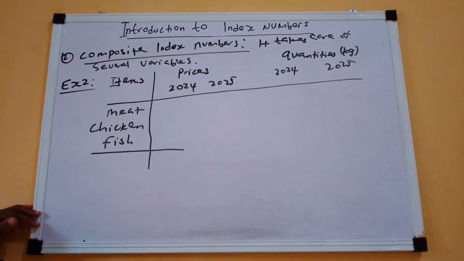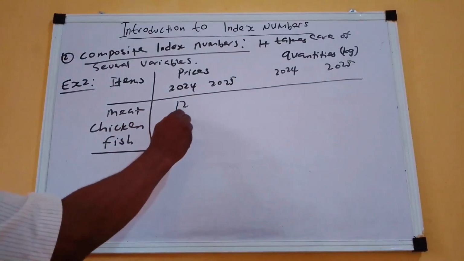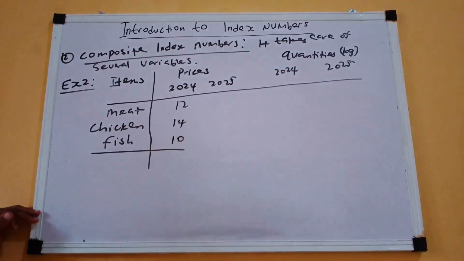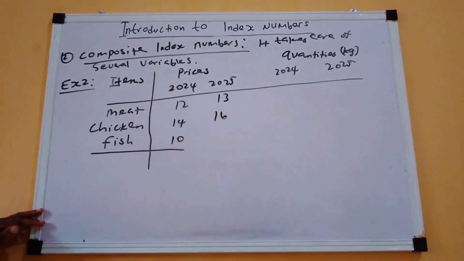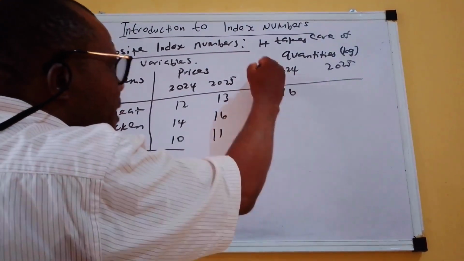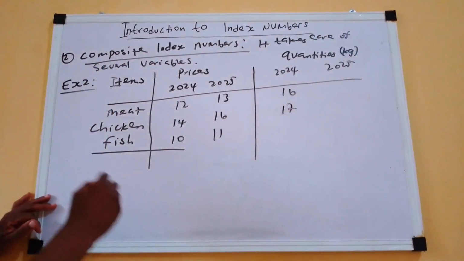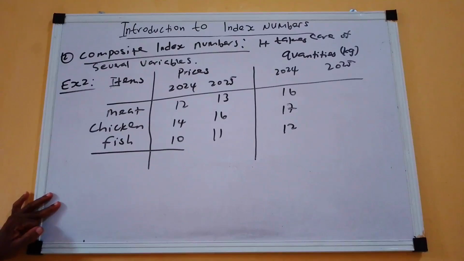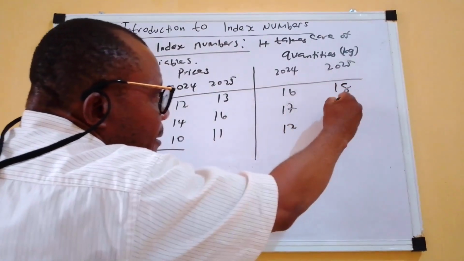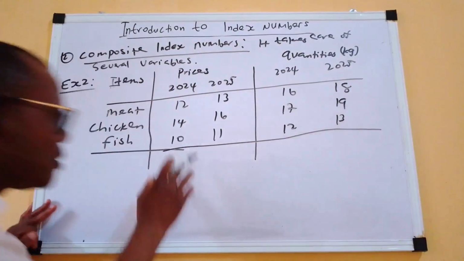Now, for 2024, we have the prices for meat 12, for chicken 14, and for fish 10. Then for 2025, we have 13 for meat, 16 for chicken, and 11 for fish. Then for the quantities, we can use a line to separate this. We have 16 for meat, 17 for chicken, and 12 for fish. Then for 2025, we have 18, 19, and 13. So we are going to sum them up.